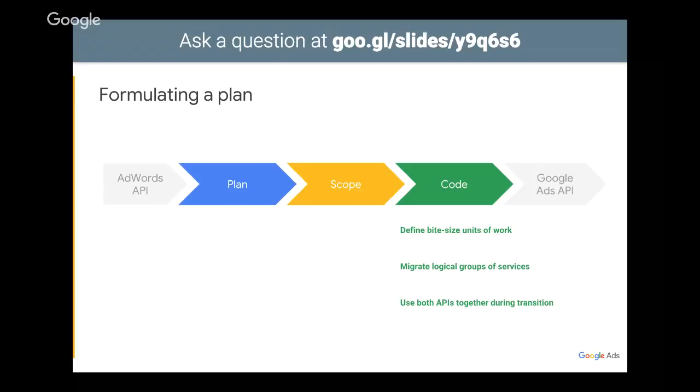And finally, once you start coding, define bite-sized units of work. Don't try to migrate everything at once. Go service by service and group things together, maybe the part of your code that creates campaigns, or does reporting. Group it together, migrate that, and leave other things untouched for the time being. Migrate the logical groups of services together. And the most important thing during this, and what makes this possible, is that you can use both APIs together during the transition. So you can, for instance, have your reporting all switched over to the Google Ads API using the new Google Ads query language, while creating campaigns and things like that still relies on the AdWords API. That's totally fine, and that's the right way to do it.